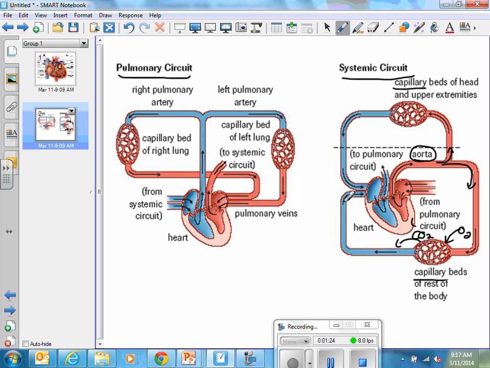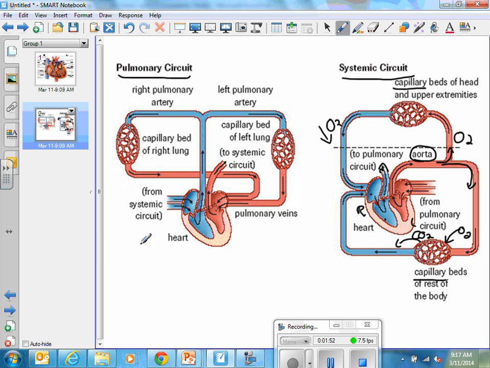It travels back to the heart, enters in the right side, right atrium, right ventricle, and then it gets pumped towards your lungs so that we can breathe out all of that CO2 that we've now collected. Okay, keep in mind that every artery in your body in the systemic circuit carries oxygenated blood, whereas the deoxygenated blood, so when we have low oxygen, is carried back through veins.